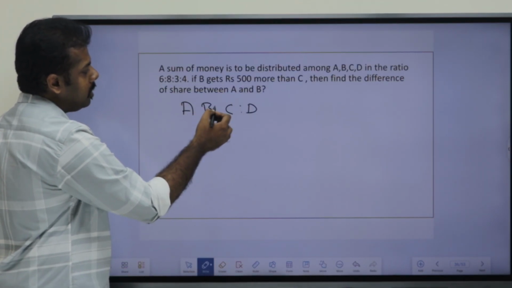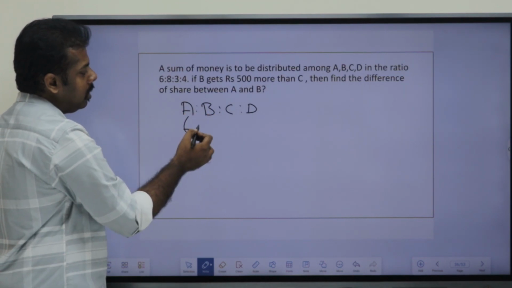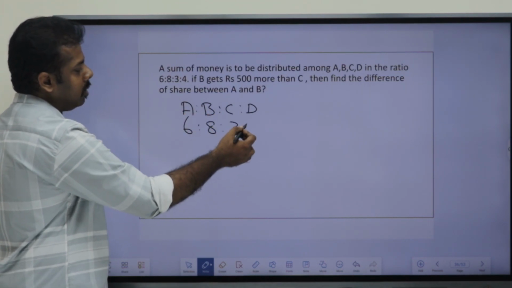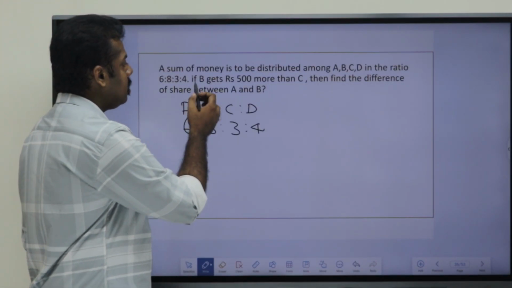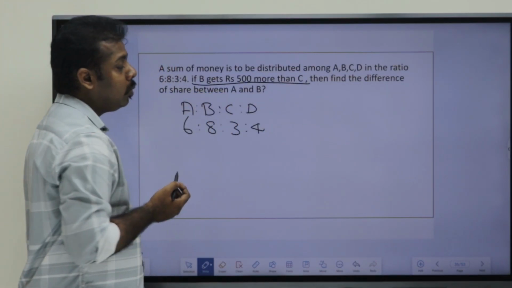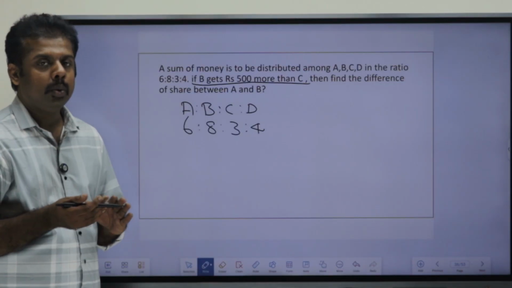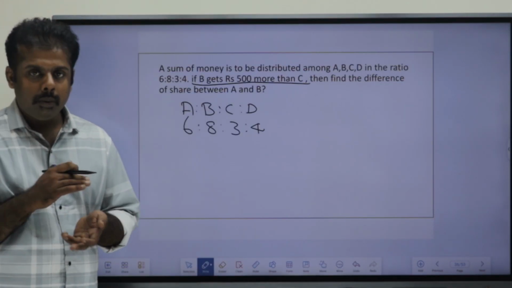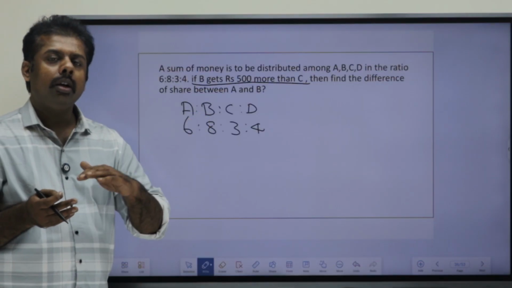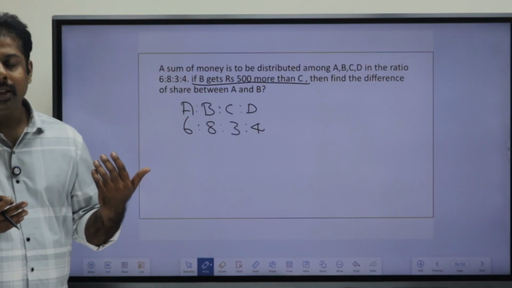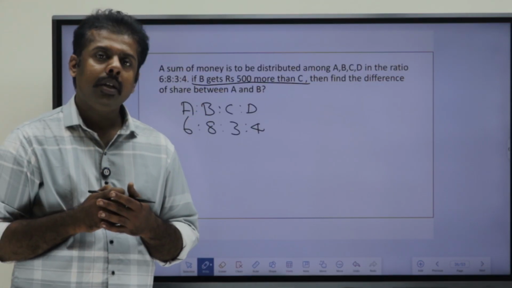So we already know the ratio in which A, B, C, D are going to get the share, that is 6 is to 8 is to 3 is to 4. And they have given a condition which says that B gets 500 more than C. So that condition could be interpreted in many ways. The first, obviously, B gets 500 more than C. Otherwise we can say that C gets 500 less than B.